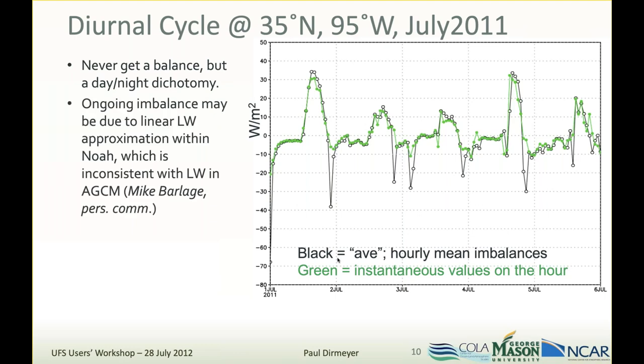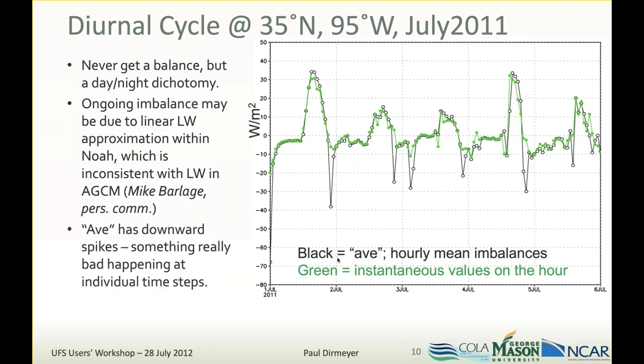There's an ongoing imbalance that might be due, and this is from discussions with Mike Barlage and Mike Eck and others, to a linear approximation inside of NOAA for long wave radiation, which is inconsistent with the long wave that's being calculated in the AGCM, which is your standard sigma T to the fourth approach. This is actually something that's probably almost certainly contributing.